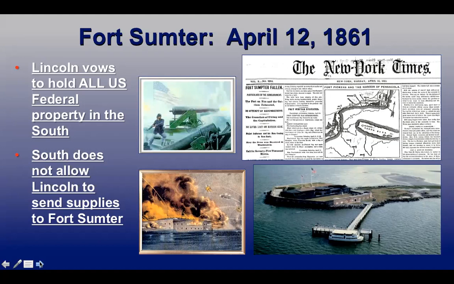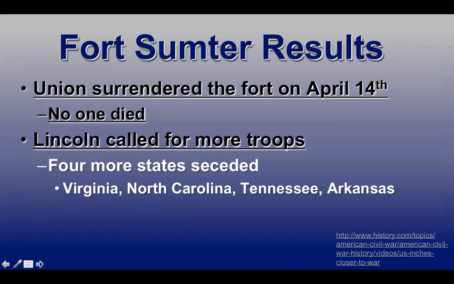So eventually what happens is on April 12th, fighting begins at Fort Sumter. And eventually, by April 14th, the Union has to surrender the fort. Nobody dies in this fighting, which is a good thing. But Lincoln sees that the South is not just going to give up, and that they're not going to talk to him either. Lincoln calls for more troops. He wants to draft more troops into the military. So that causes 4 more states to secede. And there they are: Virginia, North Carolina, Tennessee, and Arkansas.